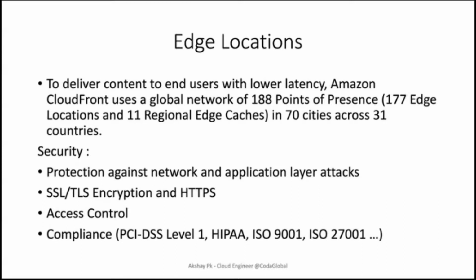This slide was taken a long time back. The security features that these edge locations provide are pretty cool, because they protect you from network and application layer attacks when you include a web application firewall with your edge location. By default, you get SSL or TLS encryption in transit by using HTTPS. You can configure your own access control, wherein you can specify that a particular country should not access your application, and so on. The edge locations are also compliant with PCI DSS Level 1, HIPAA for health-related data, and the ISO certifications.